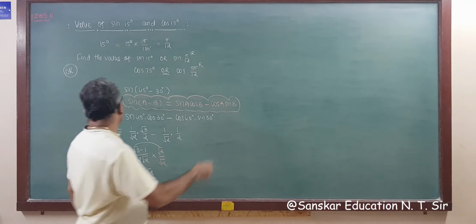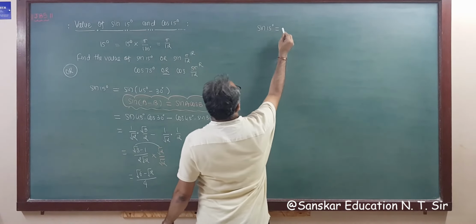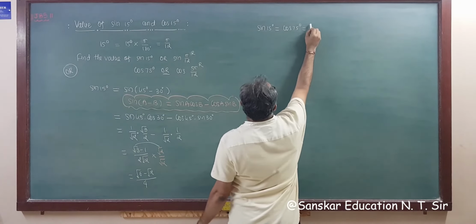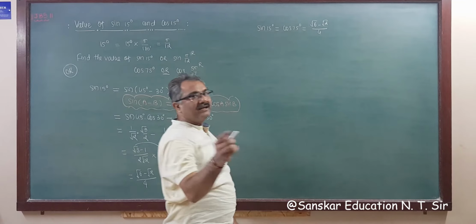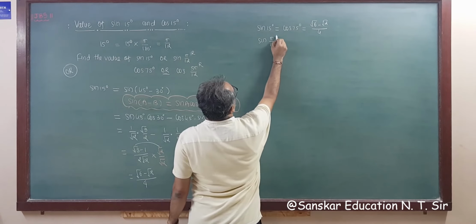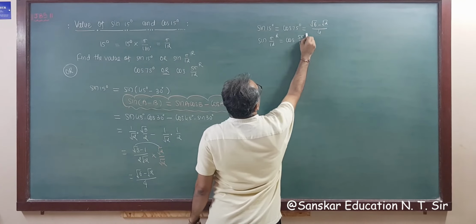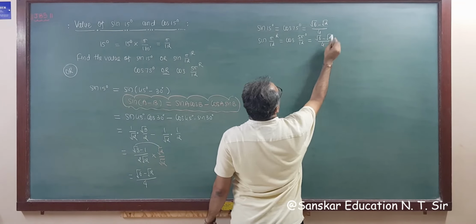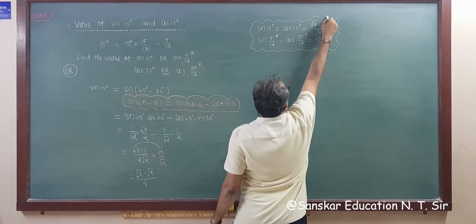Right? So remember this thing. So sin 15 degree is equal to cos 75 degree is equal to root 6 minus root 2 by 4. Either in radian, sin pi by 12 radian is equal to cos 5 pi by 12 radian is equal to root 6 minus root 2 by 4. So this is another important value, which will be very useful for you.